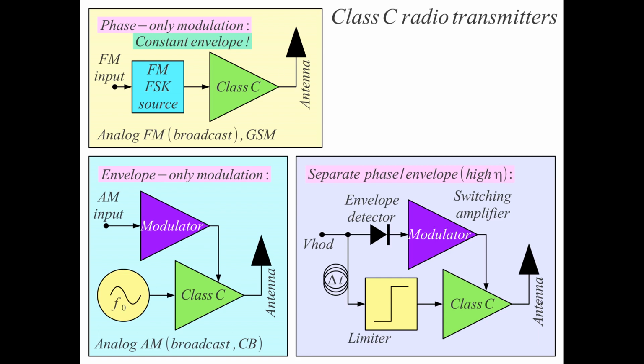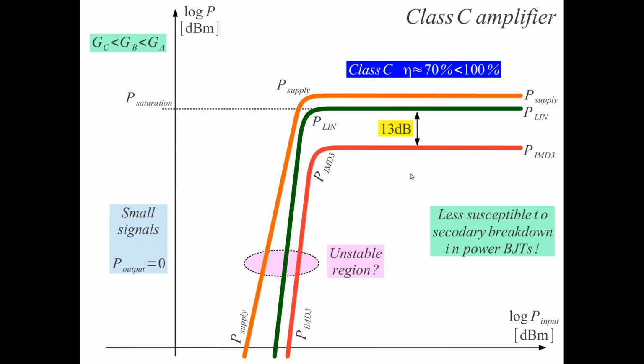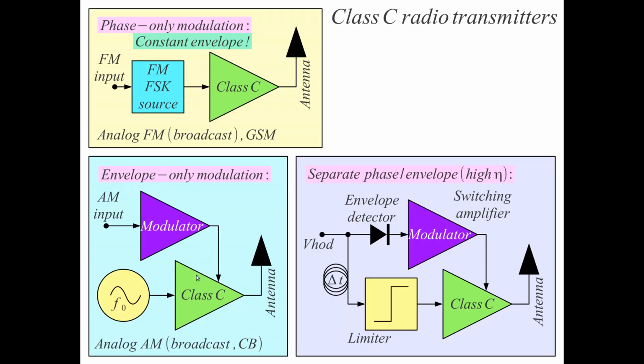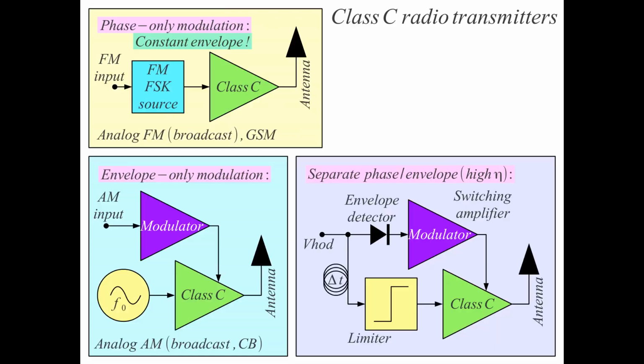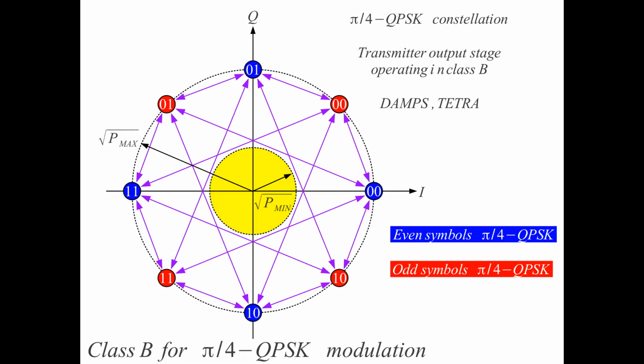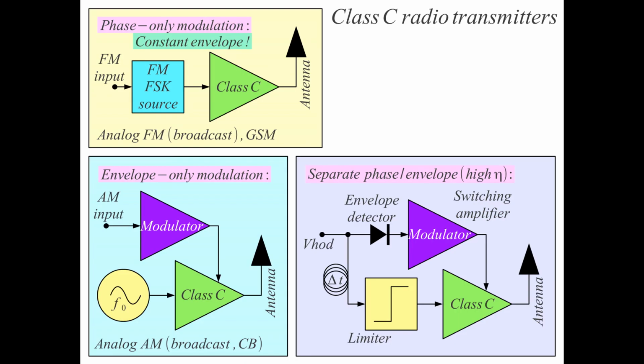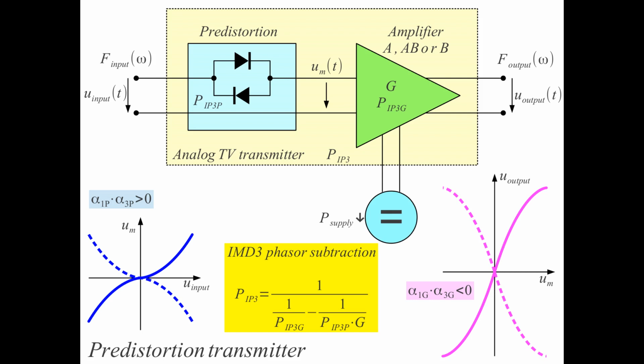All with Class C that generates huge distortion, but this huge distortion is actually eliminated with the envelope modulation in the same final output stage. We can continue then with Class B amplifiers. We may have some modulations that are particularly designed for Class B operation. But in most cases, we amplify signals that are not particularly designed for it, like analog television.